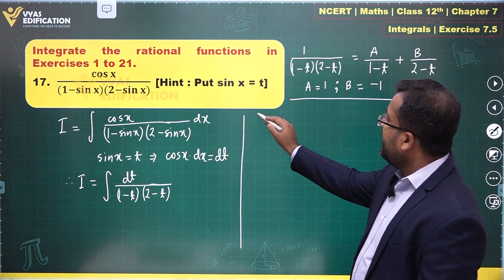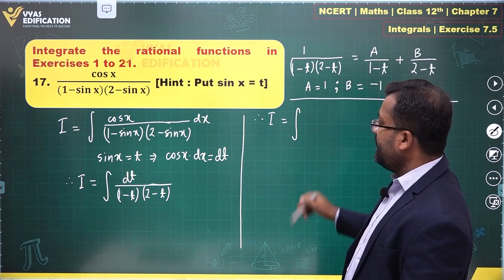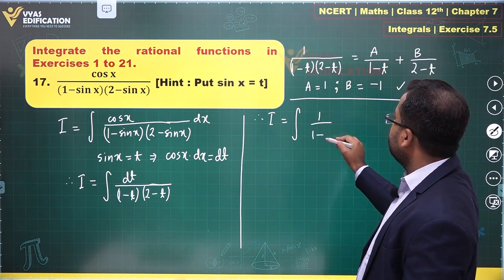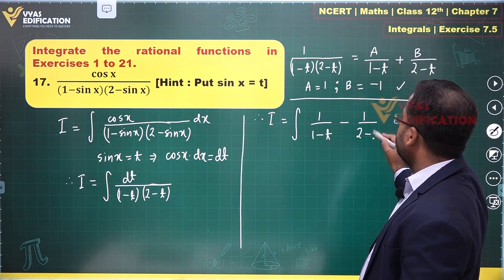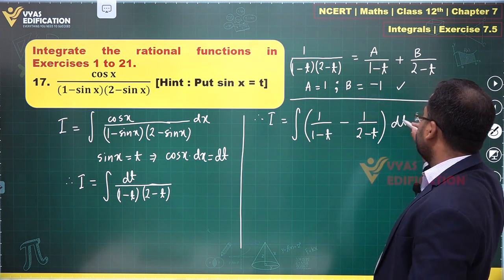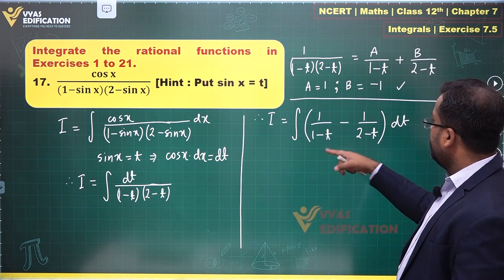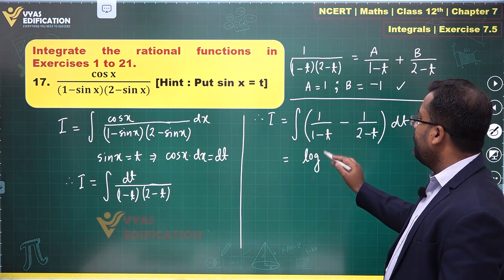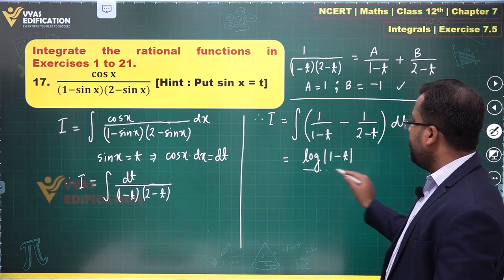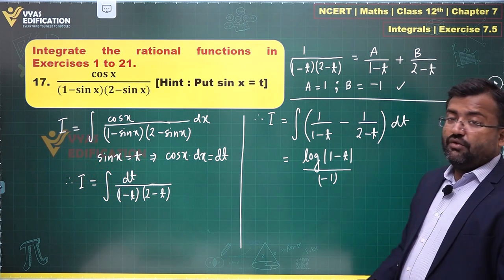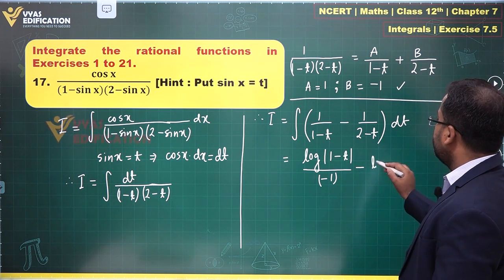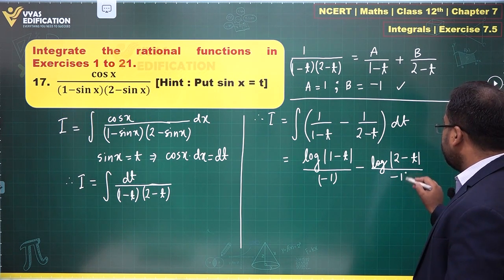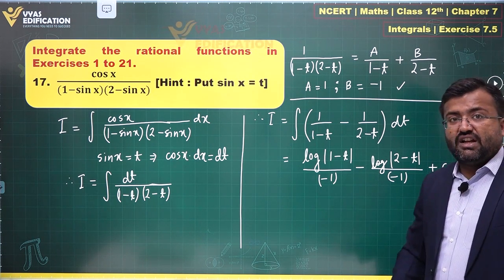Therefore integral I will be the integral of 1 upon (1 minus t) minus 1 upon (2 minus t) dt. This is the integral that I will be getting, right? Yes, and this can be integrated as log of modulus of 1 minus t, just that I'll have to divide with this minus 1, which is the coefficient of t over here. This is a linear polynomial, minus log of modulus of 2 minus t, again I have to divide with this minus 1 over here, plus a constant term. This is my final answer, right?